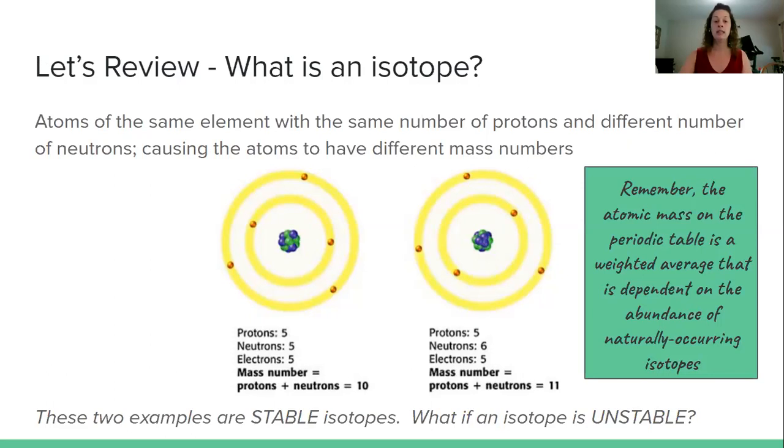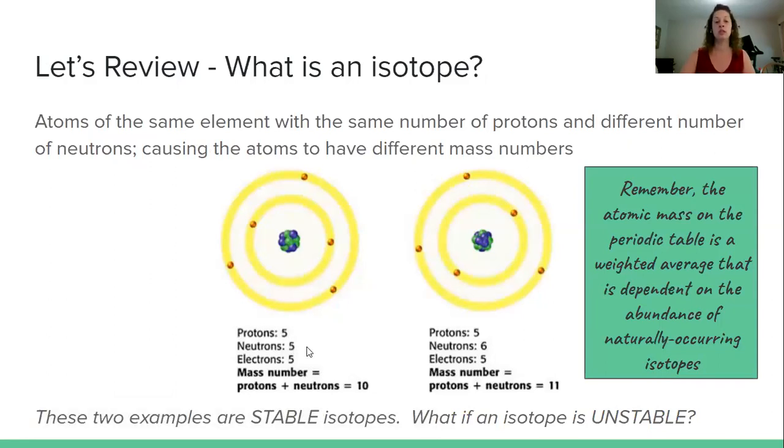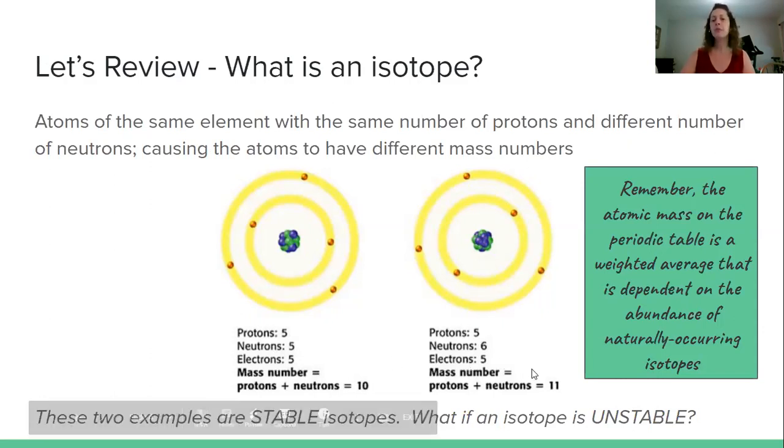Again, this is boron. We have protons, there's 5 protons. In this example on the left, there's only 5 neutrons, which makes a mass number of 10. 5 protons plus 5 neutrons gives you a mass of 10. On the example to the right, you have 5 protons but 6 neutrons. That adds up to give a mass of 11. Notice there's 5 electrons in both. They're both neutral atoms, but the electrons do not contribute to the mass. These are 2 examples of stable isotopes.